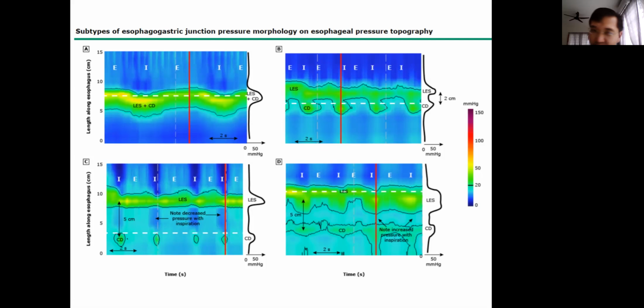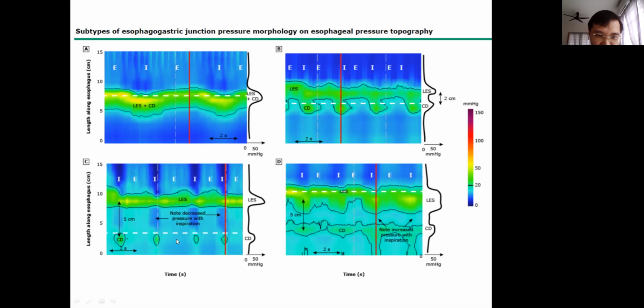And what we have in B is actually a bit of separation, right? So usually we consider this as the EGJ morphology type 2. Basically you have the partial separation of the LES and the crural diaphragm.